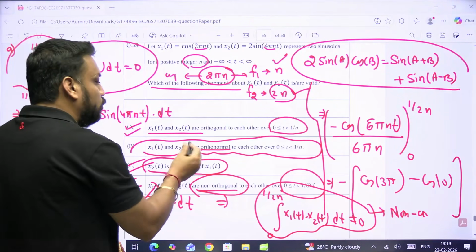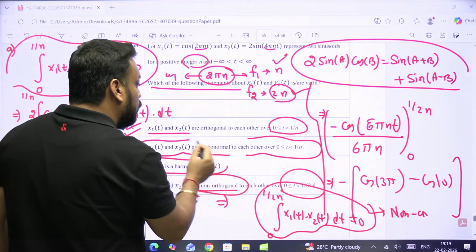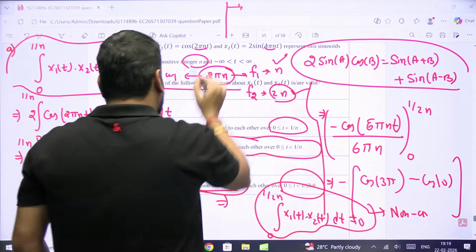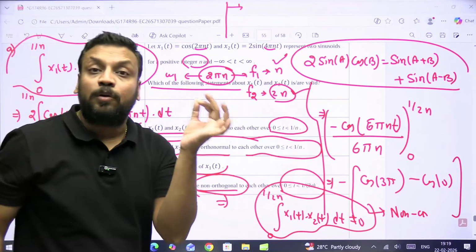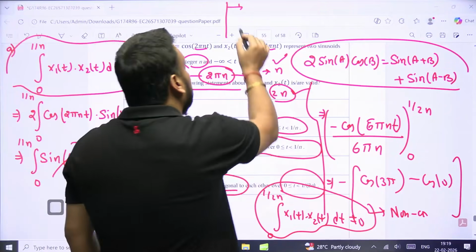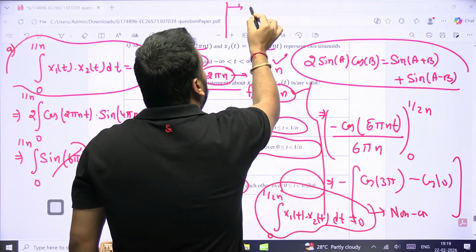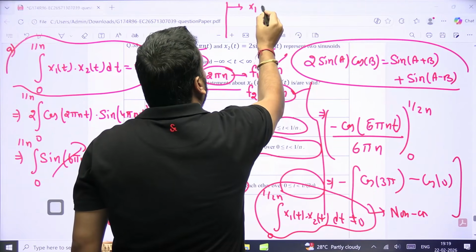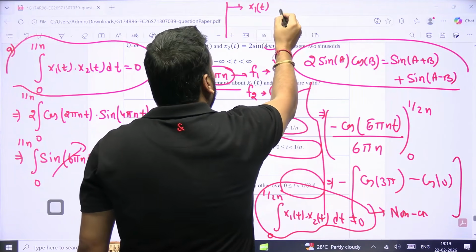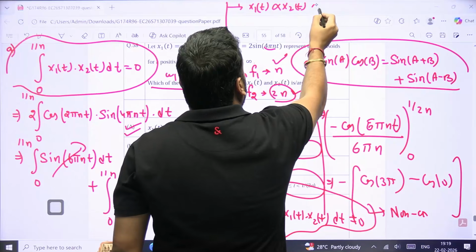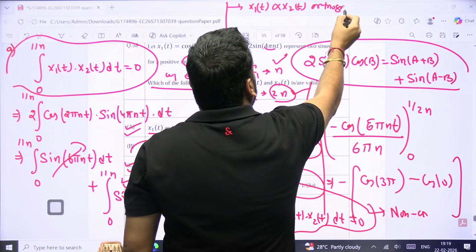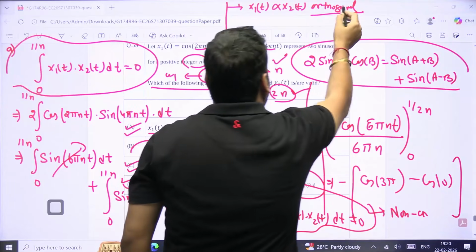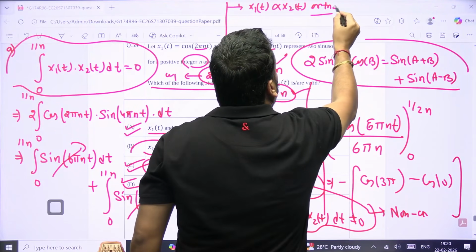Orthonormal, right? The examiner is asking for orthonormal. Do you know what orthonormal is? Orthonormal means, dear students, x1(t) and x2(t) are said to be orthonormal if they satisfy these two properties. First, both should be orthogonal. x1(t) and x2(t) should be orthogonal. I have quickly written it down: they should be orthogonal.